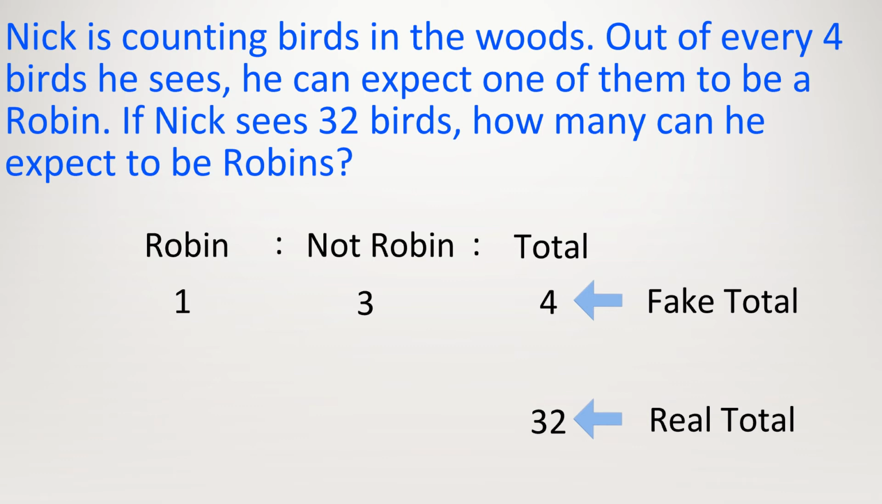Put this below. How do we go from 4 to 32? Times by 8. And in maths, most of the time, we do the same thing to the other numbers. So 1 times 8 is 8 and 3 times 8 is 24. So the final answer is 8.